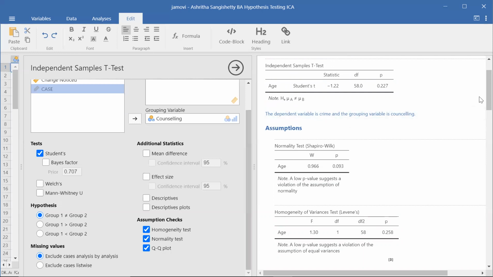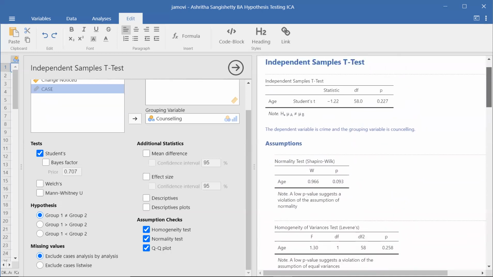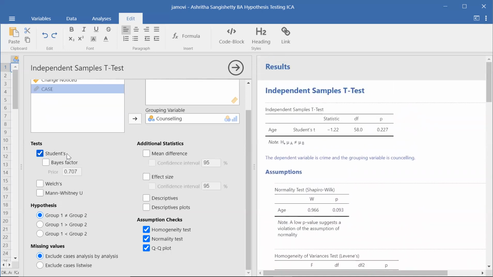So here, since normality is there and the data is also homogeneous, we can go with the Student's t-test, and the p-value here is greater than 0.05, which makes the null hypothesis correct, that there is no relationship between counseling and age.